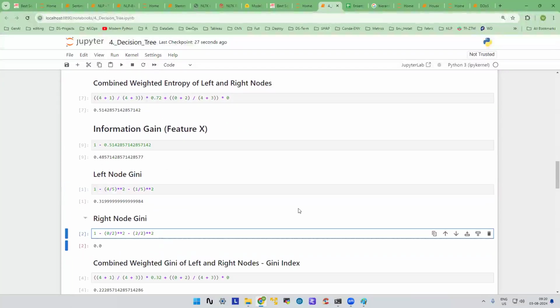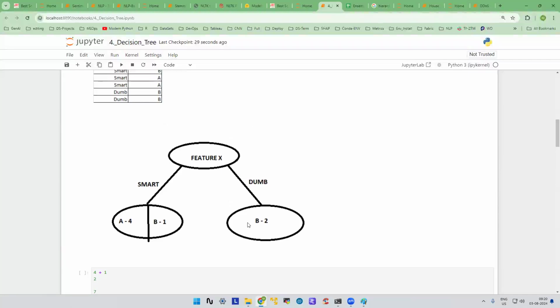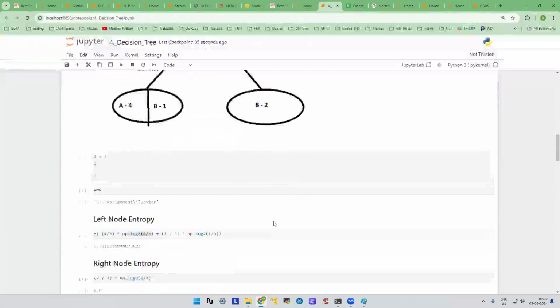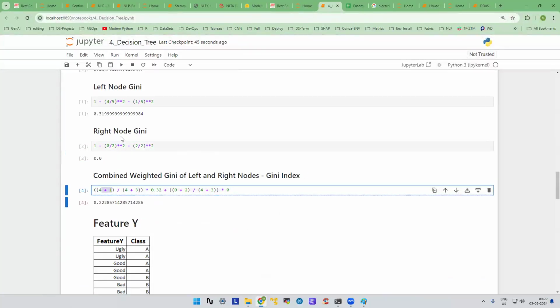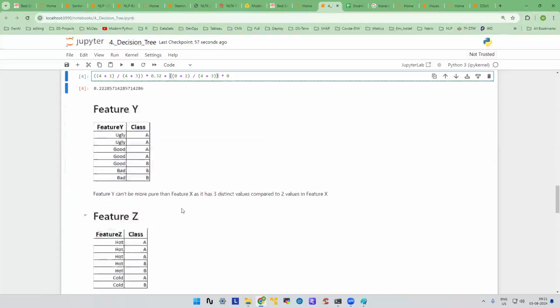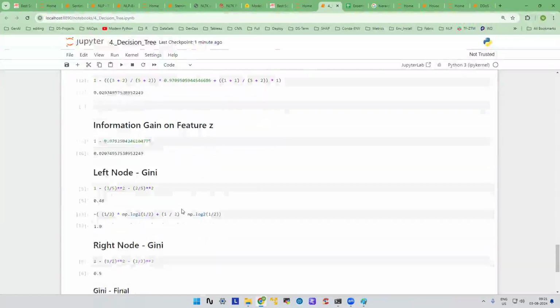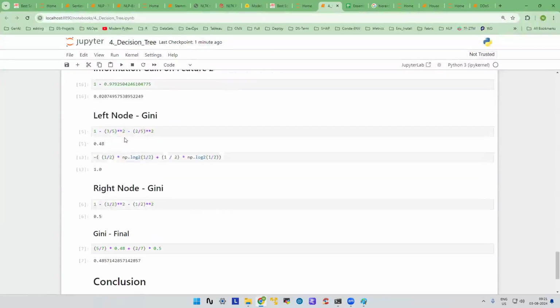Same way, right node. What will be the value? Like 1 minus. Anyway, we need to calculate. We don't need to calculate for A because it's 0 by 2 squared, minus 2 by 2 squared. That is 1. So the overall is going to be 0. The combined Gini index is going to be, that's again the same thing, 5 by 7, 0.32. That's 0.319 being rounded, so 0.32. And 2 by 7, 0. So this part will become 0 because we need to multiply with 0. So only 0.22. The same way, we need to calculate for feature Z also, and the combined is going to be 0.48.